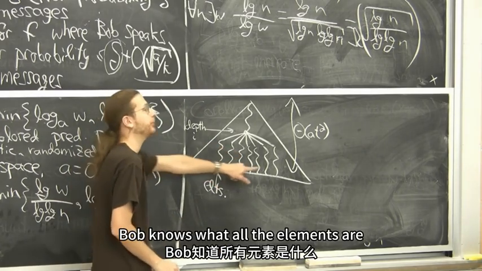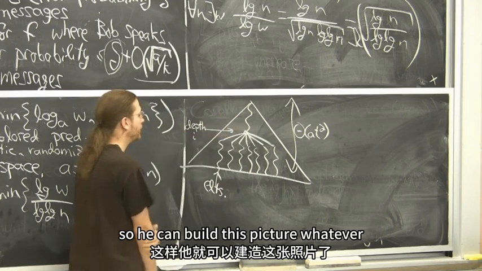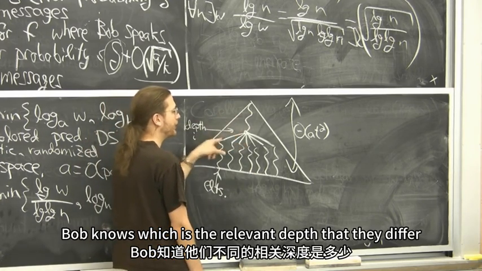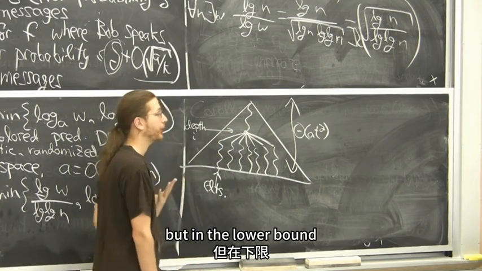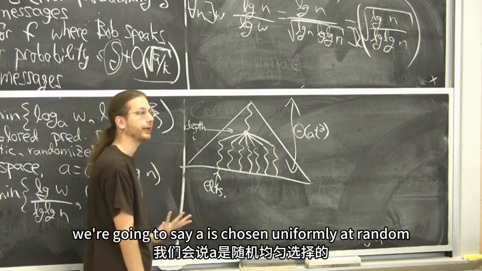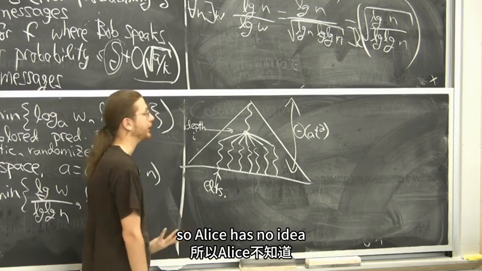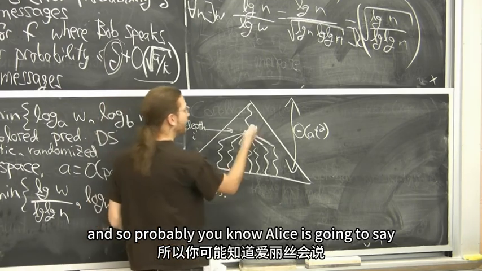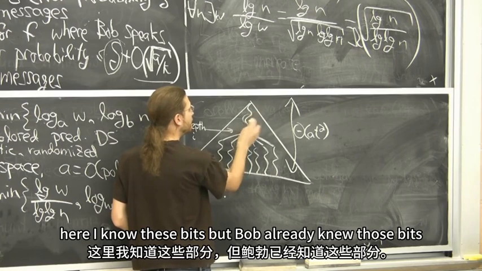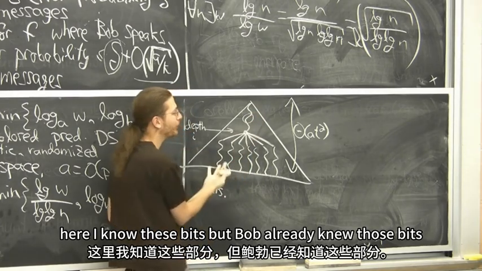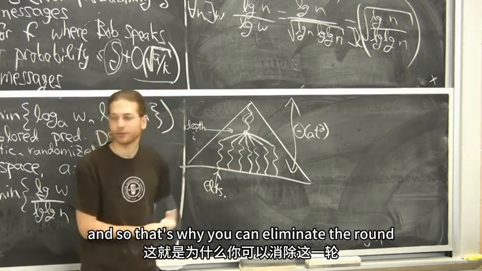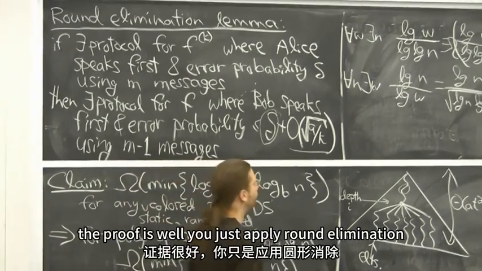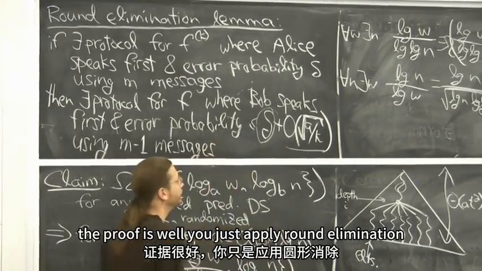Bob knows this picture. Bob knows what all the elements are, so he can build this picture. Bob knows which is the relevant depth at which they differ. But in the lower bound, we're going to say i is chosen uniformly at random. So Alice has no idea which bits to send. And so probably, Alice is going to say, oh, I know these bits. But Bob already knew those bits, so Bob learned nothing. And so that's why you can eliminate the round. That's the intuition, anyway. The proof is, you just apply round elimination.